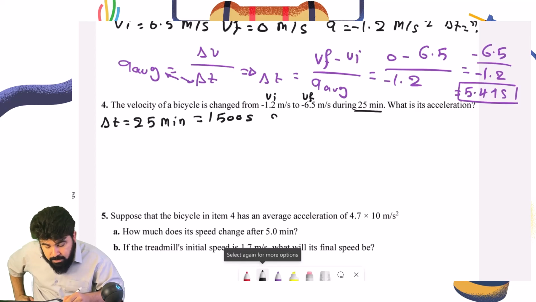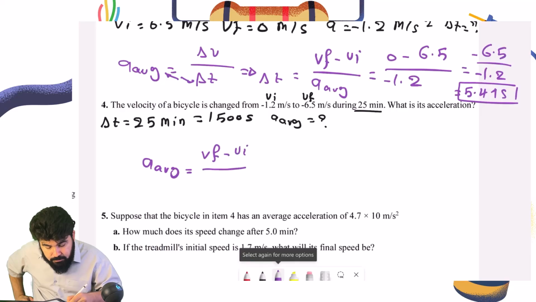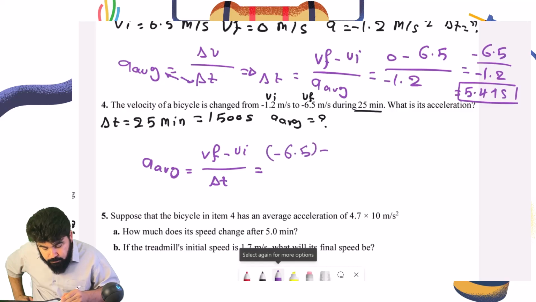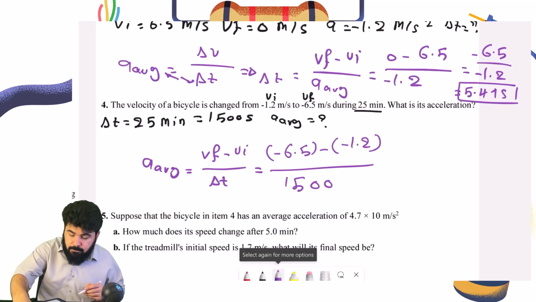Okay, what is acceleration? Average acceleration is equal to what? So this is pretty easy. Average acceleration is equal to v final minus v initial divided by delta t. V final is equal to negative 6.5, subtracted by negative 1.2, divided by 1500 seconds.